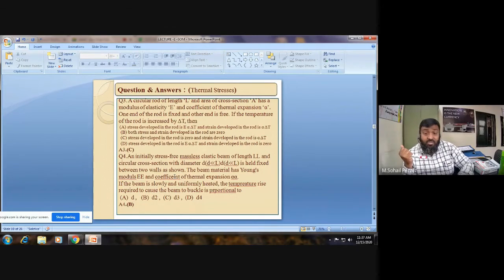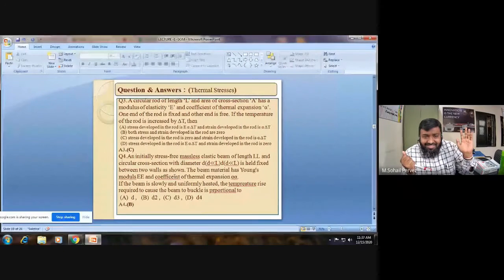Both stress and strain developed in the rod are 0. That is not at all true. Third, stress developed in the rod is 0 and strain developed in the rod is alpha into delta T. And next, stress developed in the rod is this and the strain developed in the rod is 0. Now, our basic understanding is that unless and until there is some restriction on the free expansion of this rod, there won't be any stress.